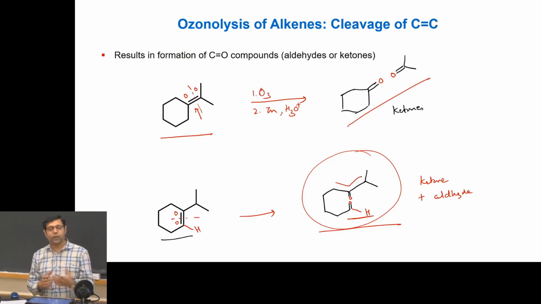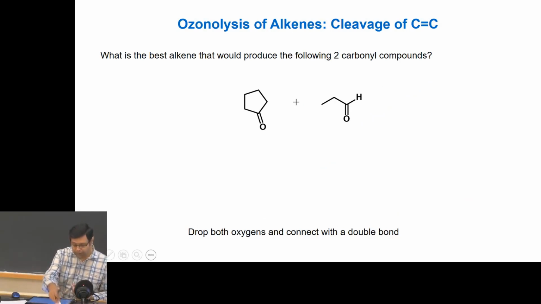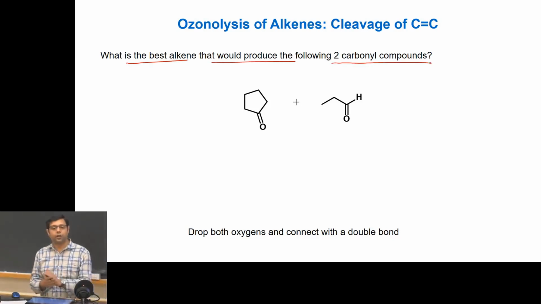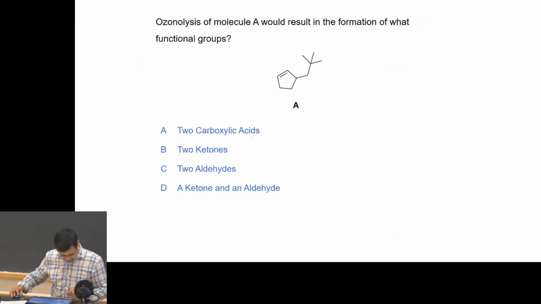Let's take an example where you do the other way around. Given the products, what is the alkene reactant? You can pause the lecture here for a minute to answer this question. Alright, let's take a look at this question. What is the best alkene that would produce the following two carbonyl compounds upon ozonolysis? So I've given you the products. I'm asking you the alkene that will give these products upon ozonolysis.